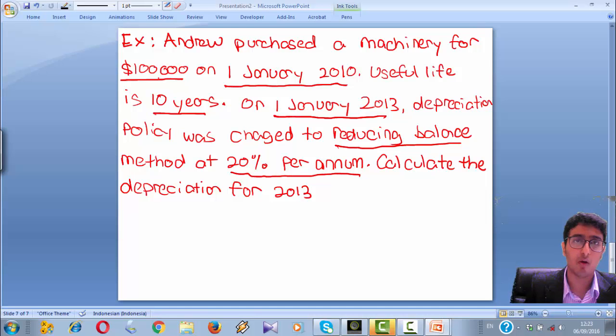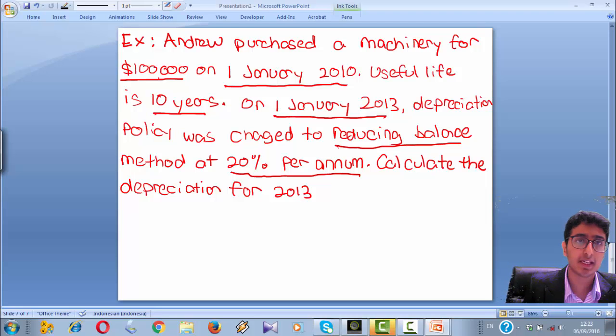Okay, now when we are given a scenario like this, where partway through the life of the asset they're changing something, changing the depreciation policy, or changing the useful life, or changing the value of the asset by a revaluation, we will always have to first calculate the carrying value before calculating the new depreciation. Okay, let me repeat that again. We calculate the carrying value before we calculate the new depreciation.